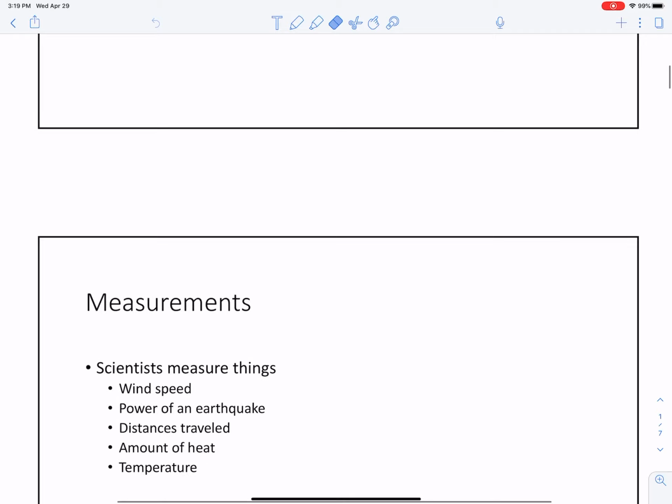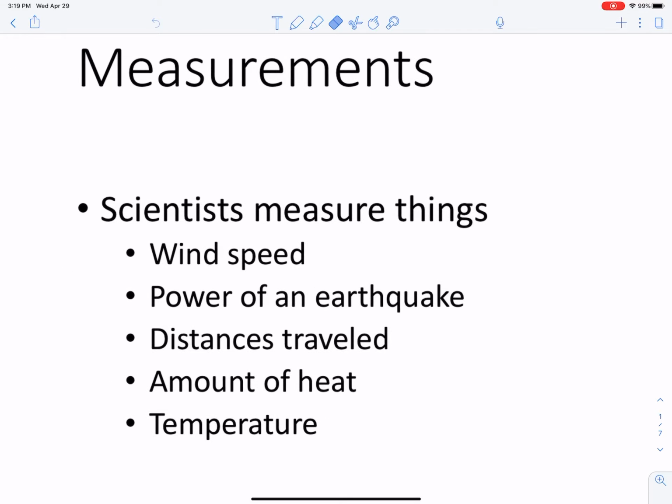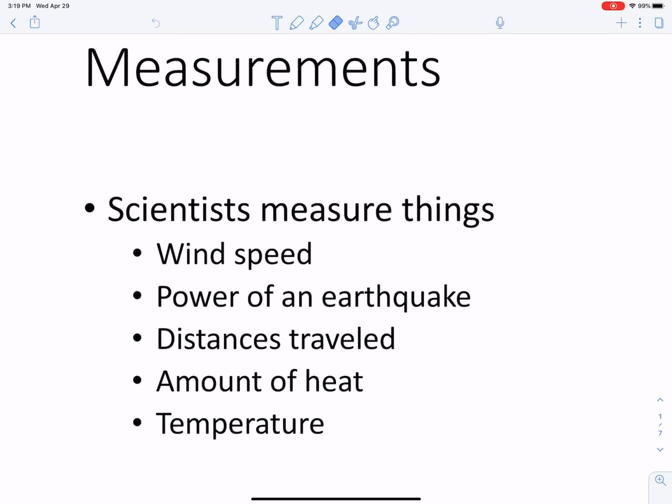All right, so first of all, scientists measure things. There's lots of ways you can measure things. You can measure things like wind speed, and to measure wind speed, you've got lots of different units. My dad is a pilot, and he measures wind speed in knots. You can also measure wind speed in miles per hour. You can measure all sorts of different things.